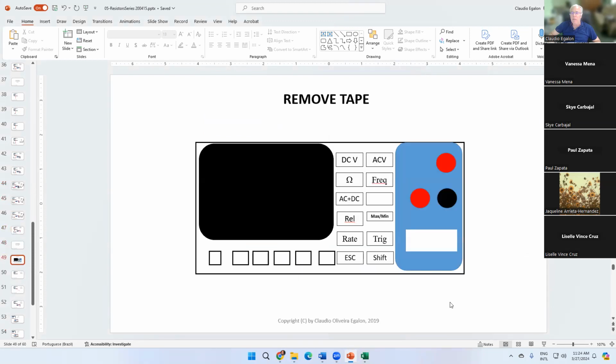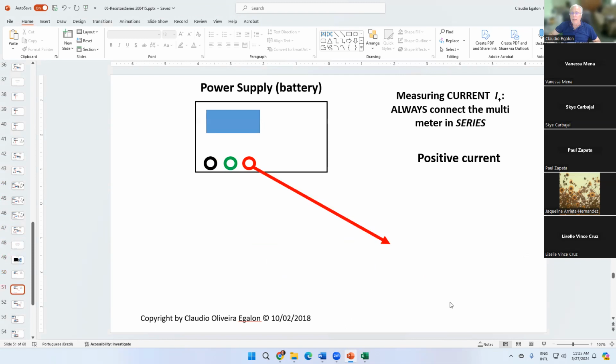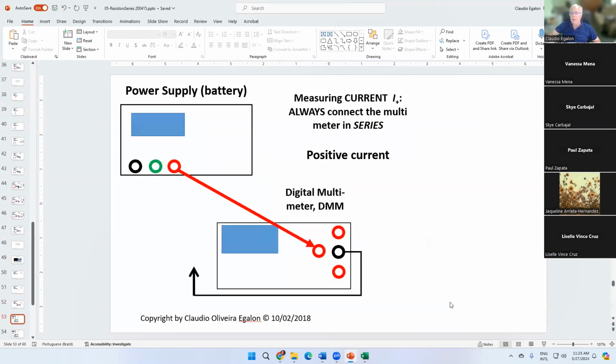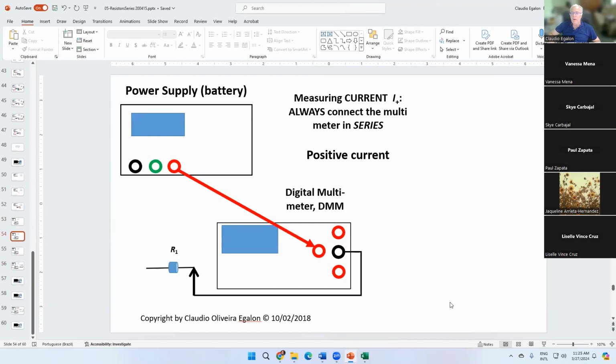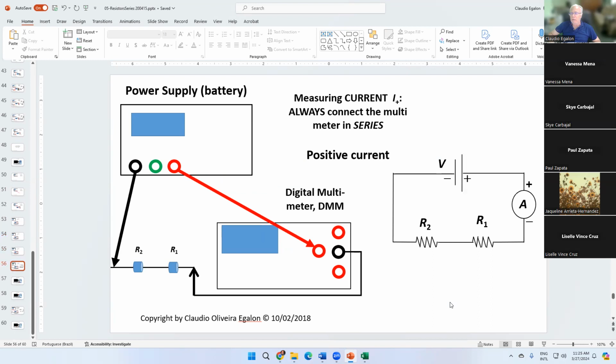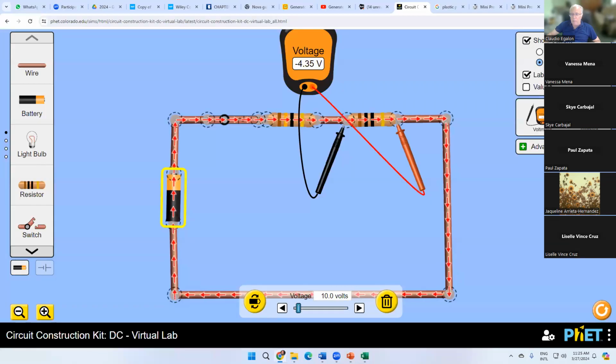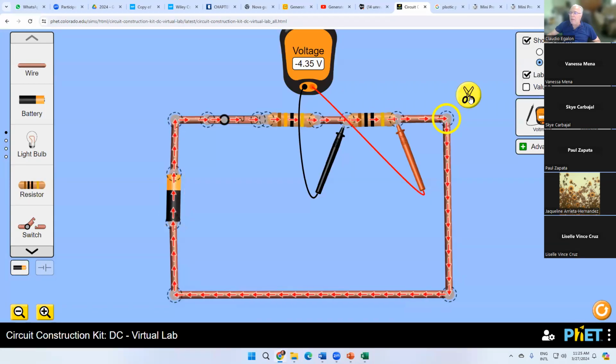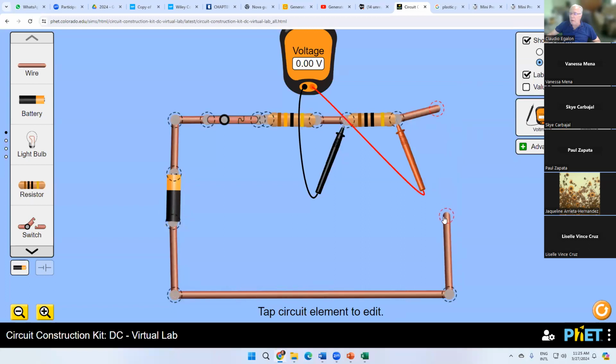Measure the current. Start from scratch. Power supply, digital multimeter, first resistor, second resistor, close the circuit. We are doing only I plus. Before, in the previous experiment, we placed the multimeter here, and then we removed it and placed it here. Here, we're going to do only at this spot. And what do we do? I'm going to go here to my simulation. I'm going to break my circuit, put my ammeter here.